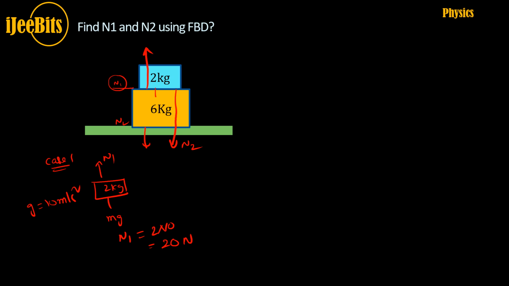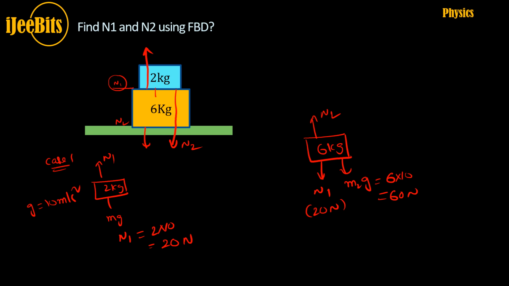newtons. Take the second case, 6 kg block. What we are saying is n2 is upward direction, n1 is downward direction, and then m2g means 6 into 10, 60 newton downward direction. n1 would be 20, just now we calculated. So how much n2? 20 plus 60 equal to 80 newtons. See how easy now? Alright.